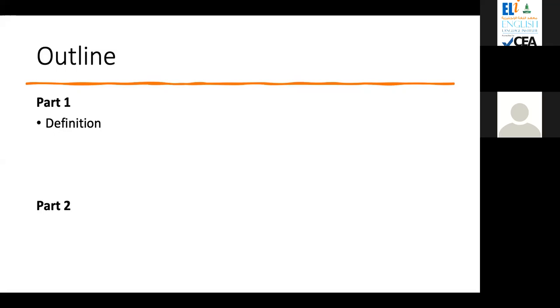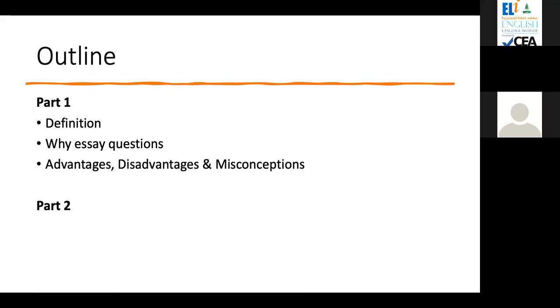In the first part, we will look at the definition I like best, which can give us quite deep insights into what an essay exam is and what we try to assess in it. Then we will look into why we use essay exam questions and the rationale behind that. We will also look at some advantages, disadvantages, and misconceptions related to essay exam questions. And the last would be, when should we use these essay exam questions? In what situations can they be effective? So this is part one.